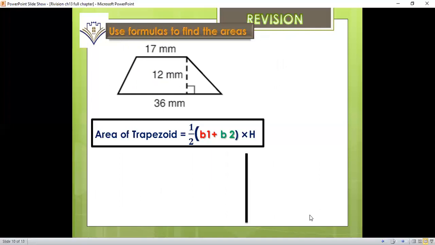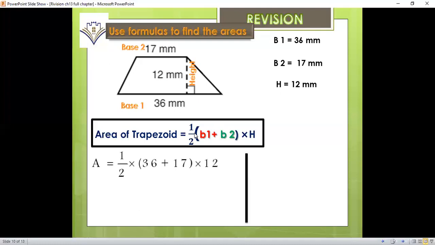Okay, the area of trapezoid. We have base one, 36 millimeter, base two, 17 millimeter, and the height is equal to 12 millimeter. Now we have the three known values here: base one, base two, and the height.